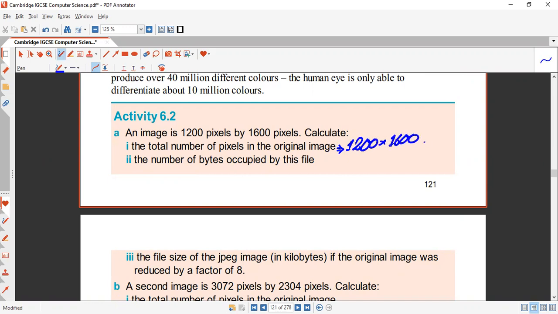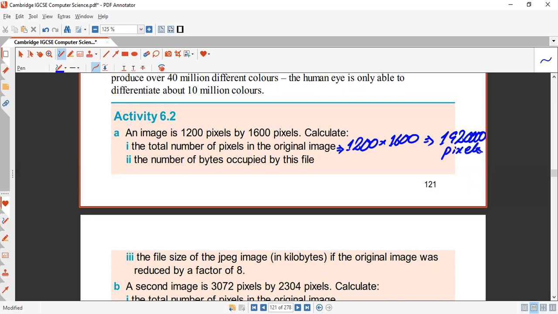So you will be getting the answer in pixels. Remember that you are not allowed to use calculators at all. By multiplying 1200 by 1600, you will get the answer 192 and then 4 zeros pixels.